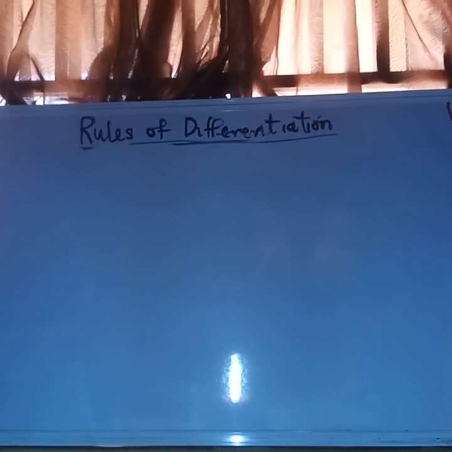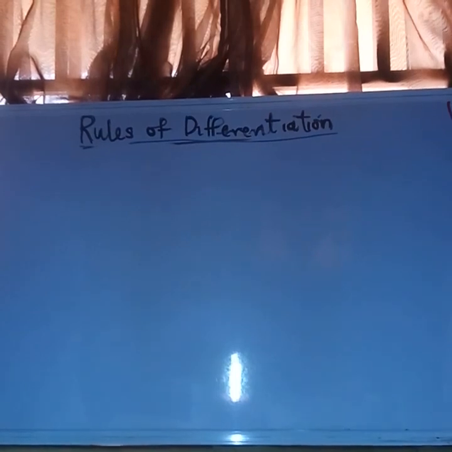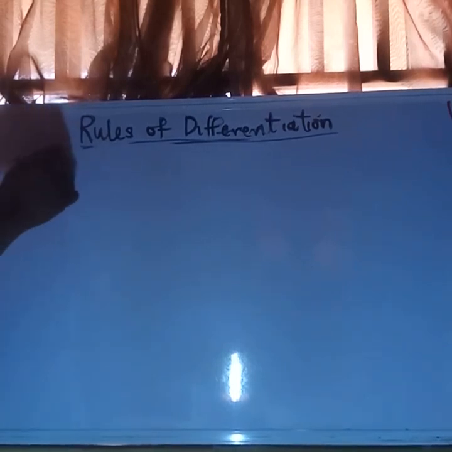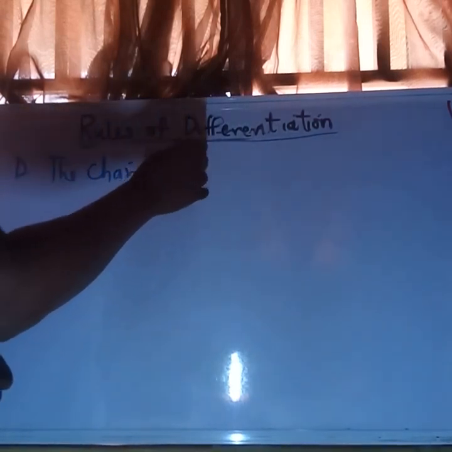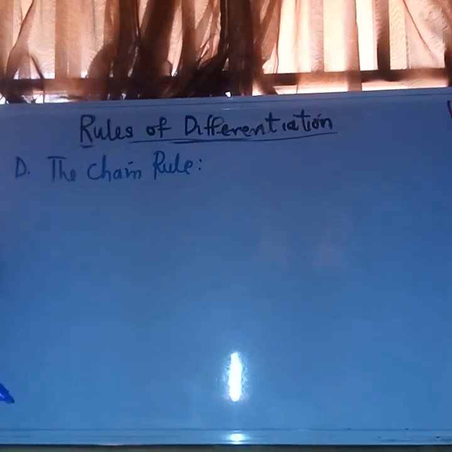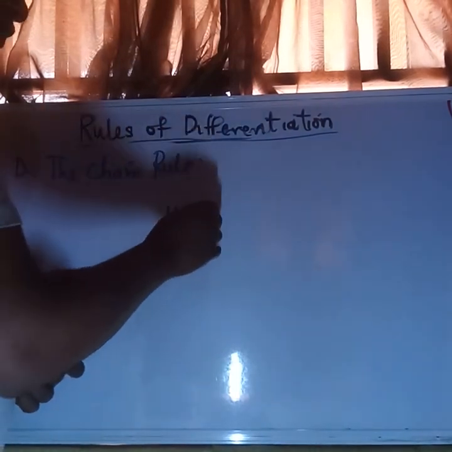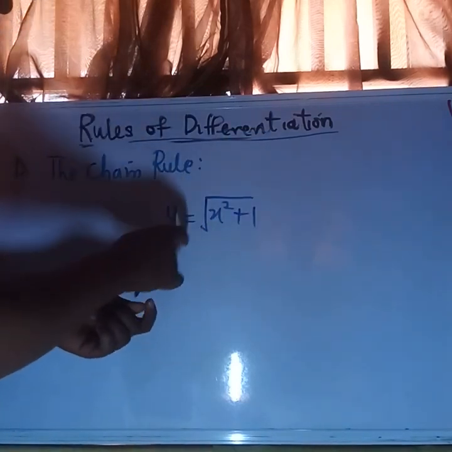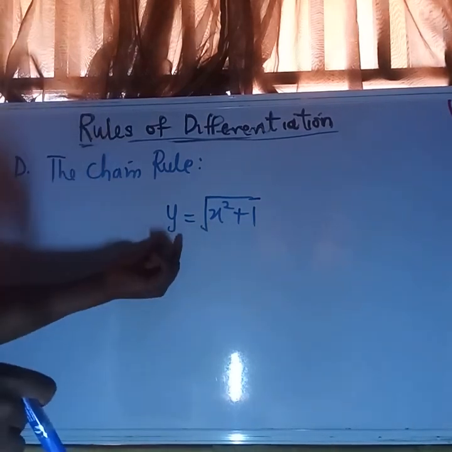So, we would like to continue from where we stopped under the rules of differentiation. This is known as the chain rule. So, we call this part D. Chain rule arises if you have a function of the form y equal to, for example, the square root of x squared plus 1. And our intention is to find the derivative of y with respect to x.